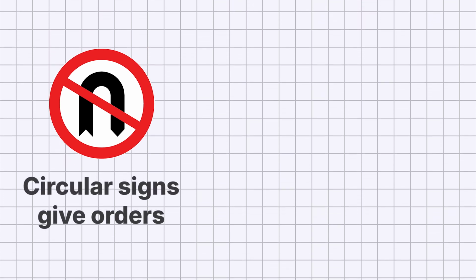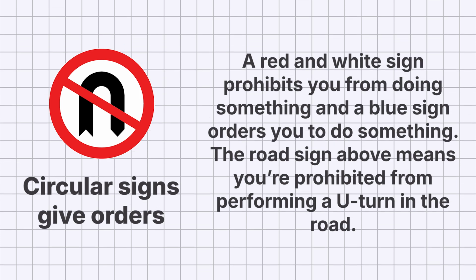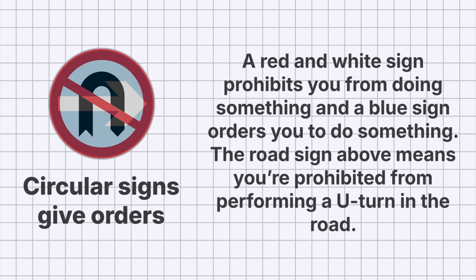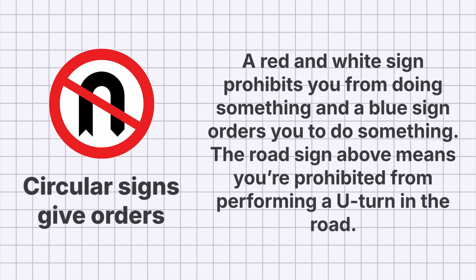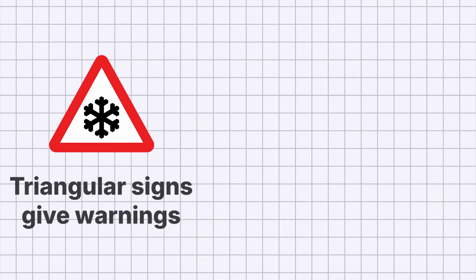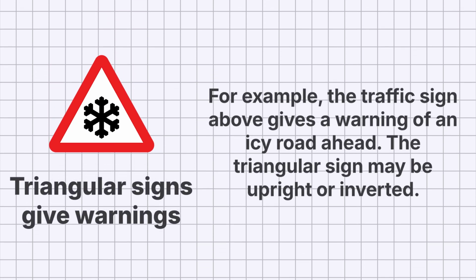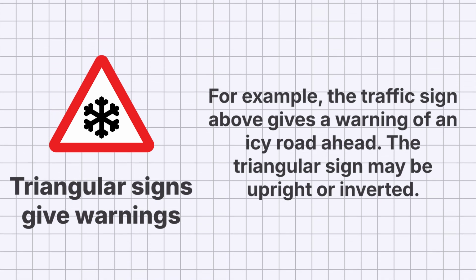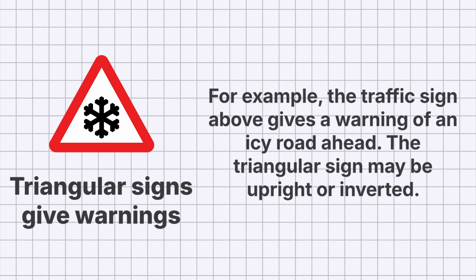Circular signs give orders. A red and white sign prohibits you from doing something, and a blue sign orders you to do something. The road sign above means you're prohibited from performing a U-turn in the road. Triangular signs give warnings. For example, the traffic sign above gives a warning of an icy road ahead. The triangular sign may be upright or inverted.